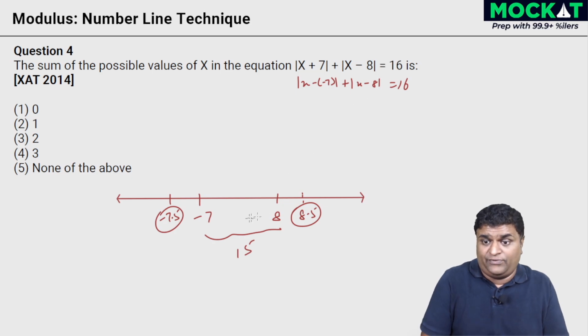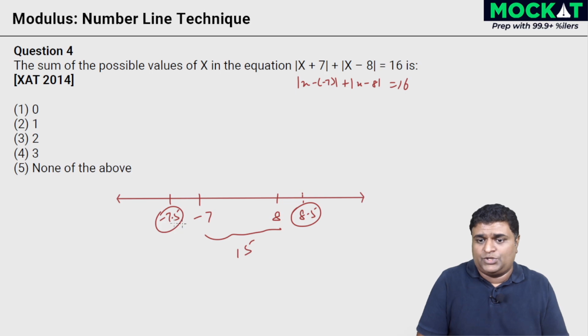If it had been equal to 15, infinite values between minus 7 to 8. But if it's a little more than 15, the extra part you divide by 2, that to the right and that to the left, and you get the values. So what's the sum of minus 7.5 and 8.5? That's plus 1. Option 2 is the answer here.